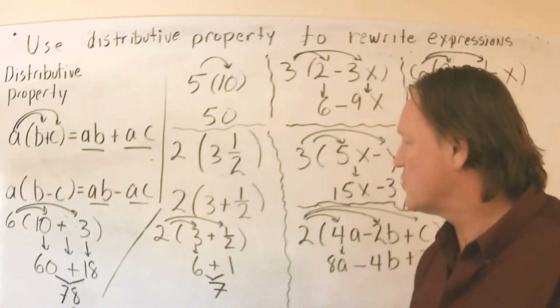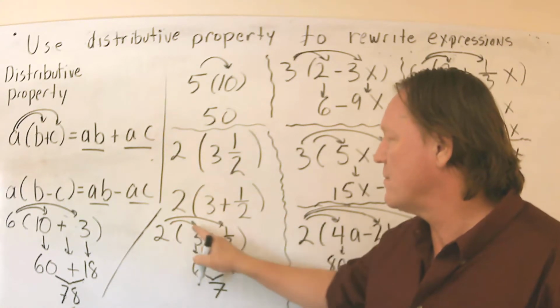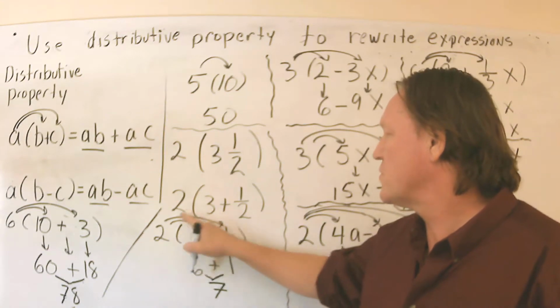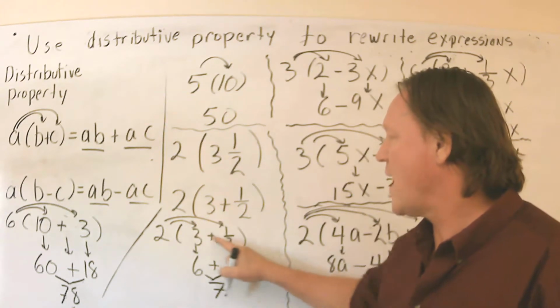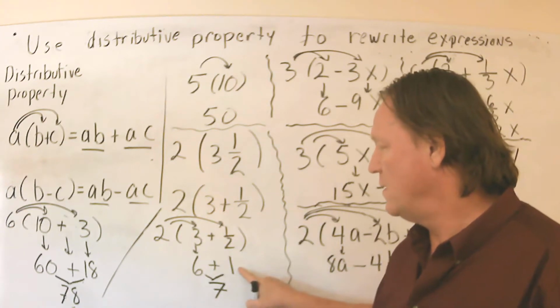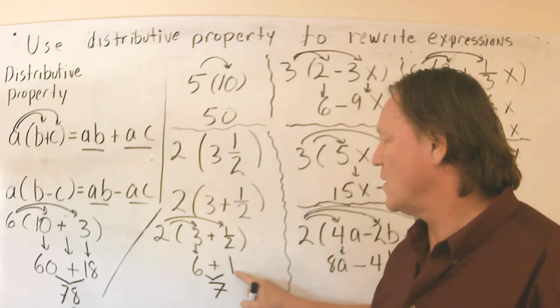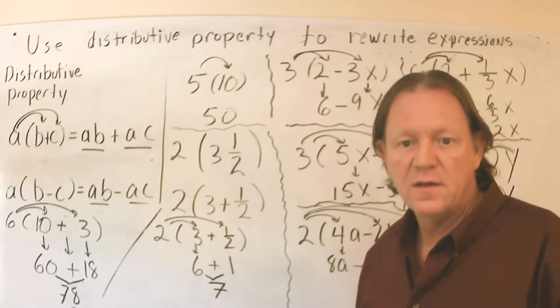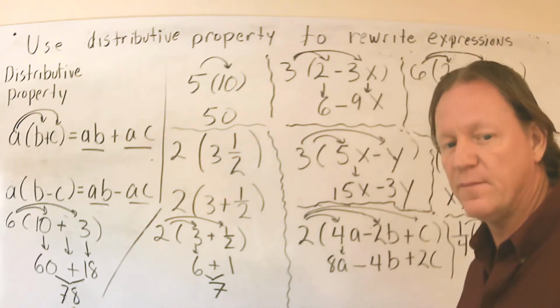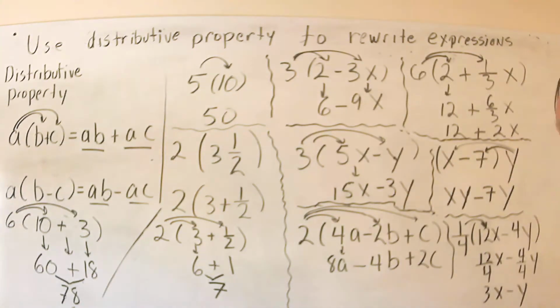Now I can go ahead and distribute the 2 to the 3. 2 times 3 is 6. We'll bring down our plus symbol, and we will distribute the 2 to the 1/2. So 2 times 1/2 is 2/2, which is 1. And then we can add the 6 plus 1 and get 7. So we've rewritten the expression by using distribution. We distribute a 2 to those values.